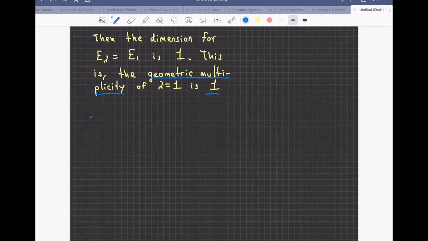Another example. Determine the geometric and algebraic multiplicity of the matrix A equal to 1, 1, 0, 0, 1, 0, and 0, 0, 1.